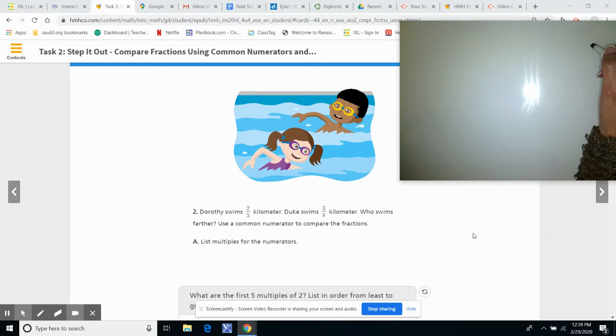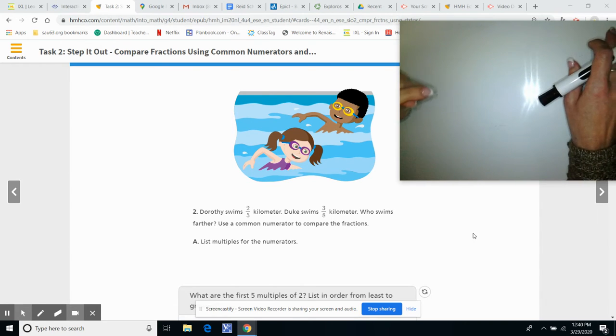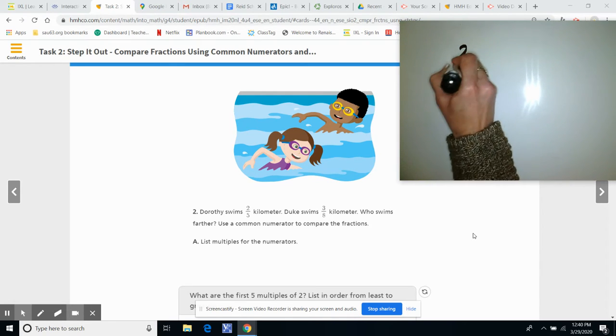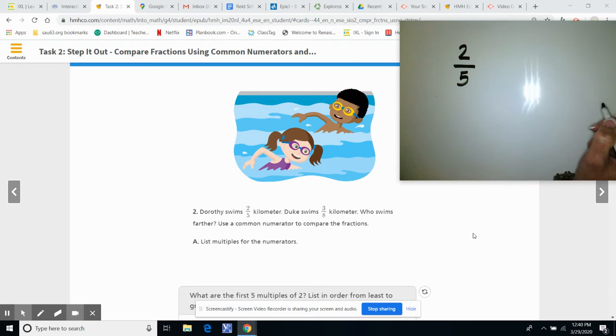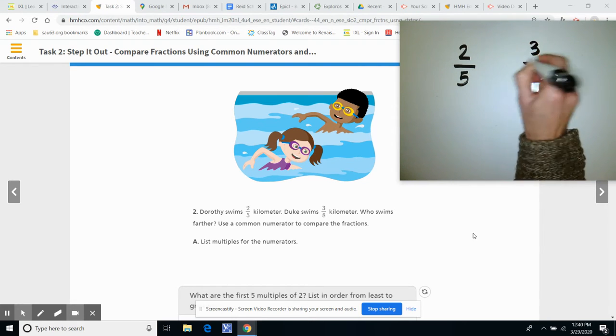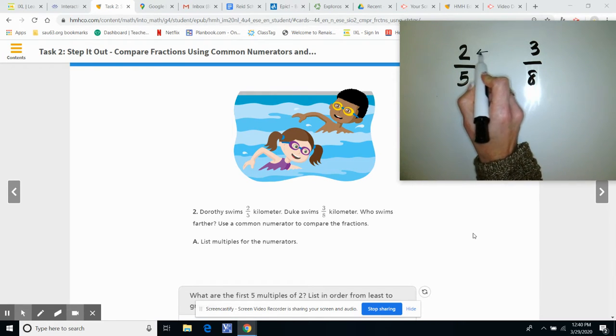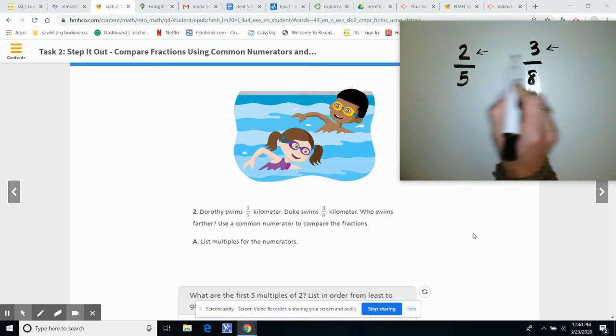Now, I don't usually compare our numerators, but it can be done, and so I want to show you. Typically we do the denominators, but let's take a peek. So Dorothy swims 2/5 of a kilometer, and then Duke swims 3/8. What they want us to do is look at the numerators here. These are the numbers that they want us to make the same so that we can then do comparison.